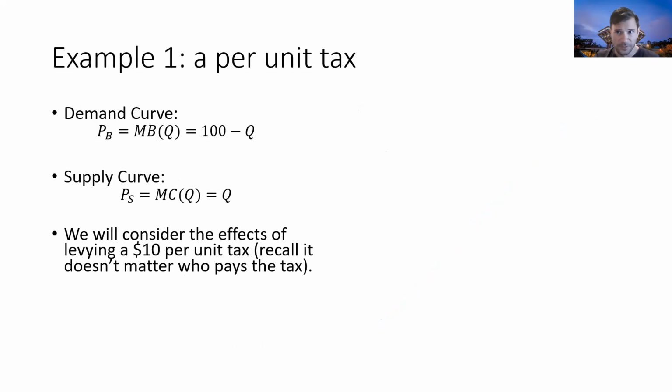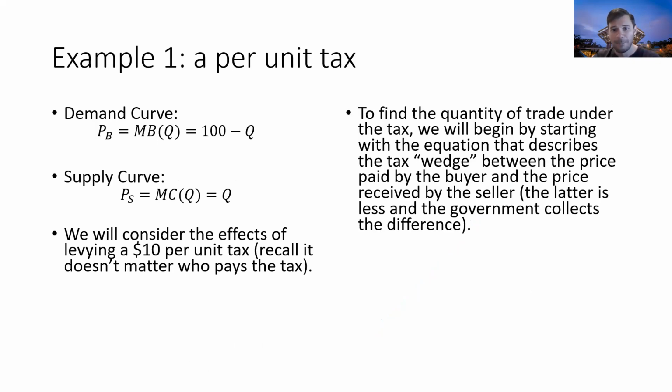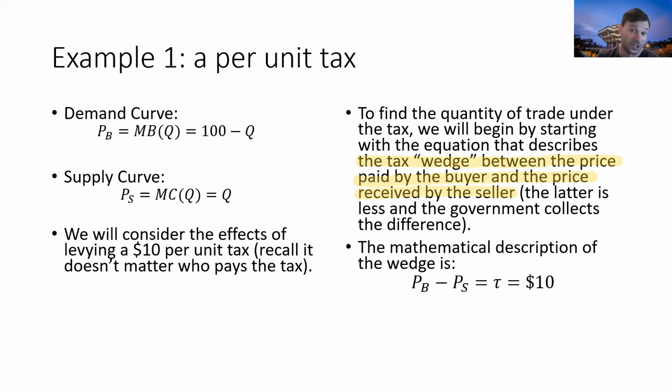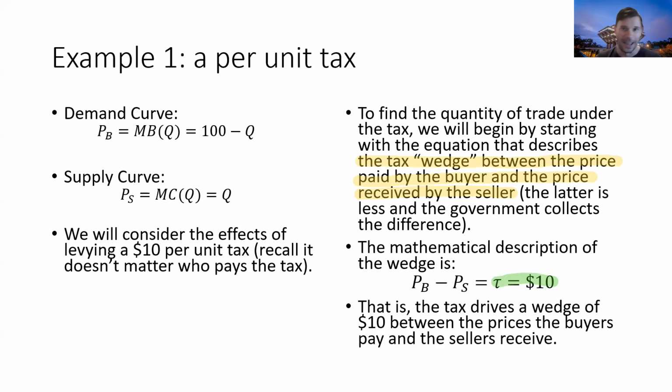What we're first going to do is figure out what is the volume of trade by describing mathematically the tax wedge between the price paid by the buyer and the price received by the seller. Mathematically, I've been suggesting the following. I'm going to use this Greek letter tau for the size of the tax. So this tax is saying the prices between the buyer and the seller have to be $10 apart. So what they're asking us to do is to wedge a $10 tax in between the supply and demand curve snugly.